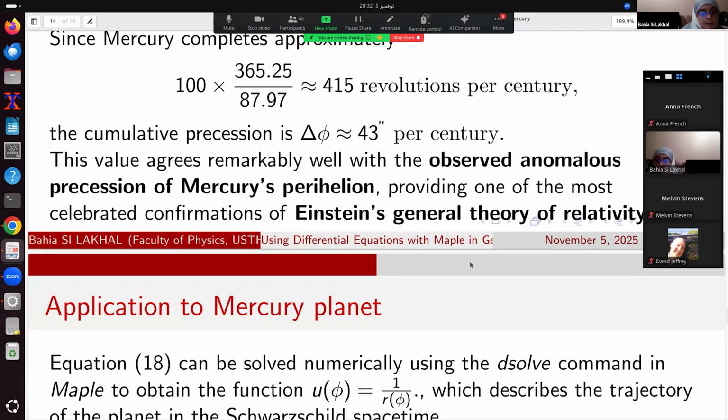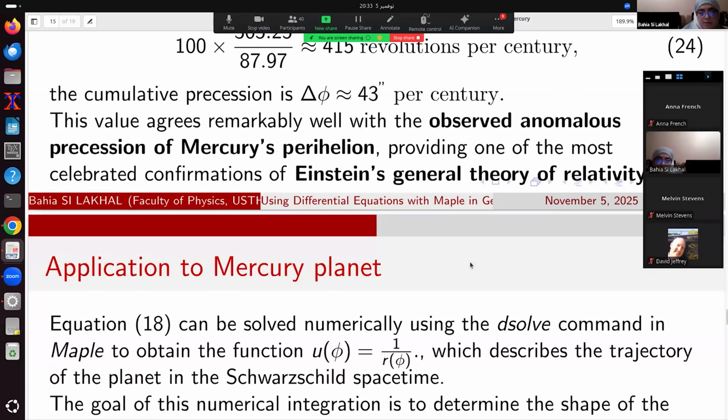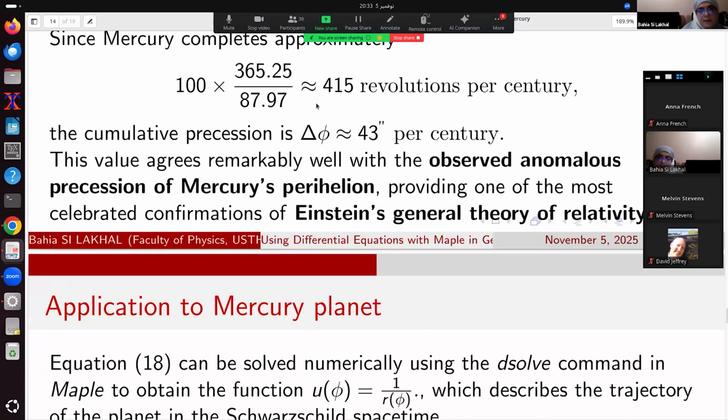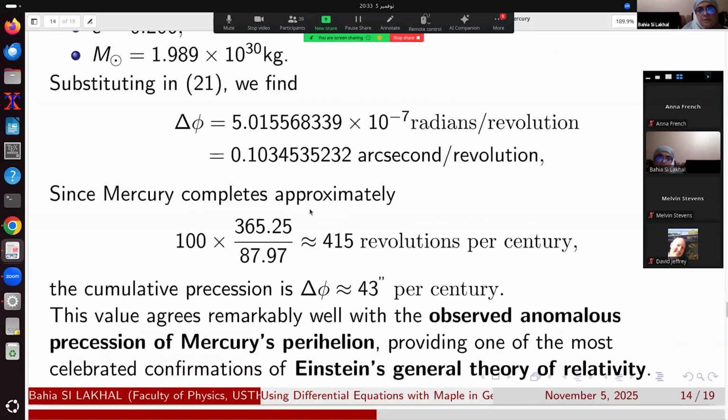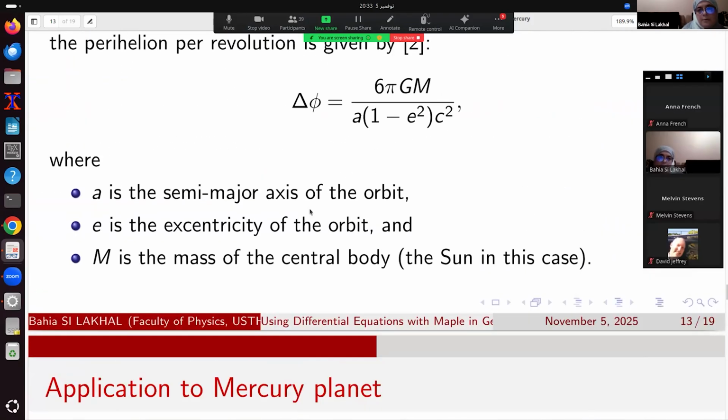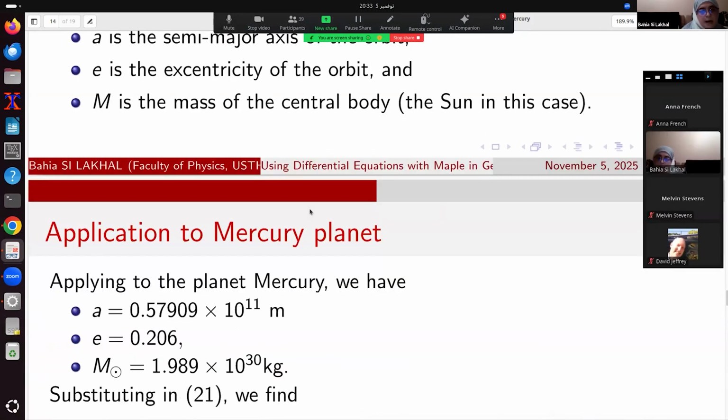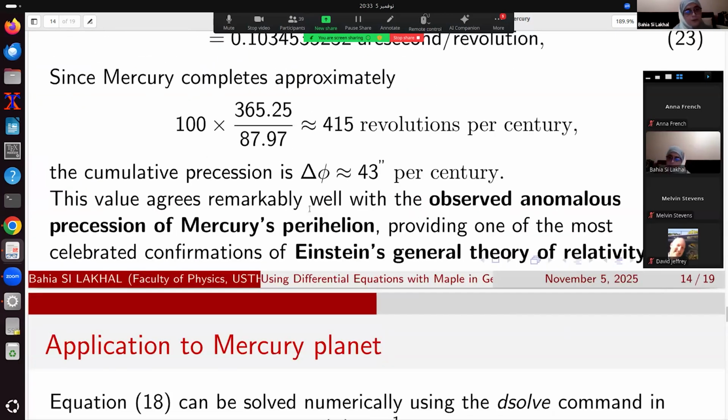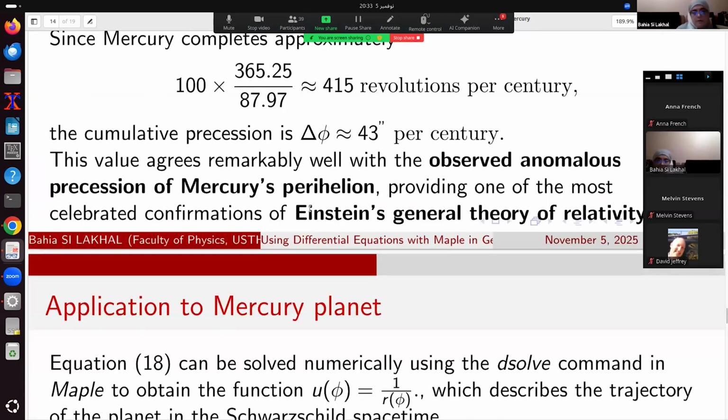Okay, we can solve 18 numerically by using the dsolve command in Maple to obtain the function u of phi. Here, it's another alternative to find the delta phi. Delta phi here is given by using the formula 21. Now, I will solve numerically the differential equation.